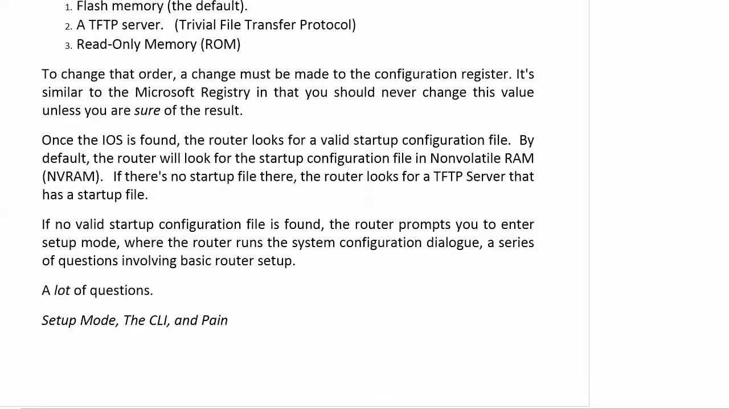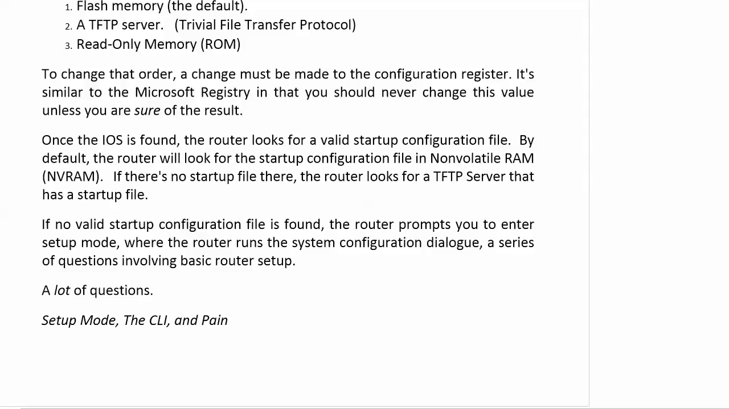And what happens here is that by default, the router is going to look for the startup configuration file in non-volatile RAM, NVRAM. Now, if there's no startup file there, the router is going to look for a TFTP server again that has a startup file. If no valid file is found in either one of those places, the router is going to prompt you to enter setup mode, where the router runs the system configuration dialog, and it's a series of questions involving your basic setup. A lot of questions.